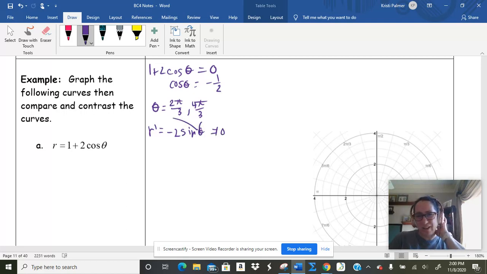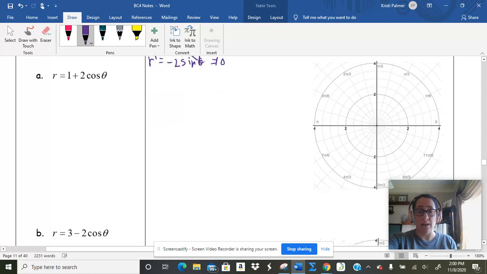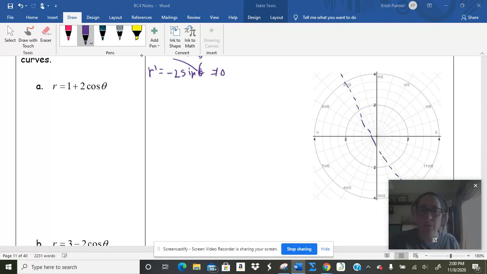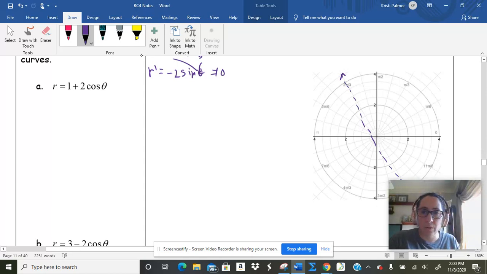Now, even if they are, sketching these lines still helps me when I am graphing. They kind of just guide. So I always like to sketch them even when they're not tangents at the pole. All right, so the first one was at this 2 pi over 3. And the second one was at 4 pi over 3.